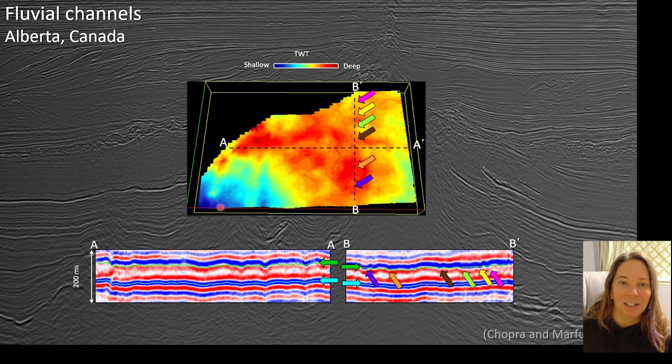So one great area to look at for these fluvial channels is in Alberta, Canada. And so what I'm showing here are two cross sections. So we've got A to A prime, B to B prime, shown here on our time slice, where we're shallower in the blue colors, then we go deeper in the red colors. And so it's a very channelized area, which doesn't show up too well in the time slice. You can see some of those indentations of the channels, I'm trying to point a few of them out with the arrows.